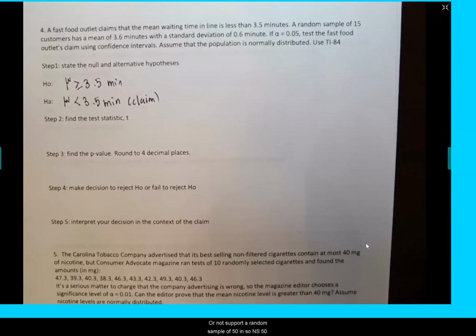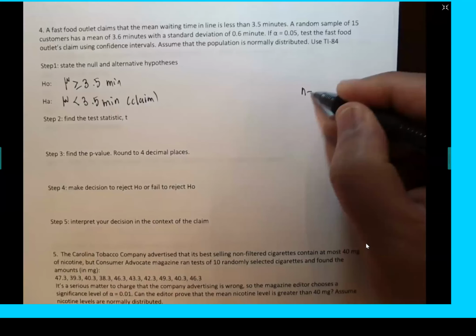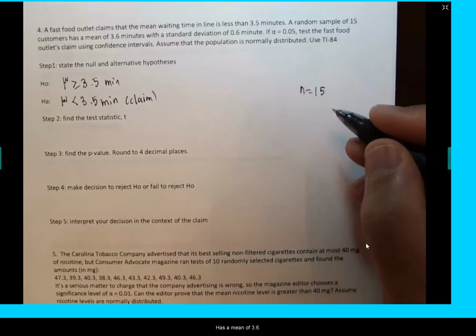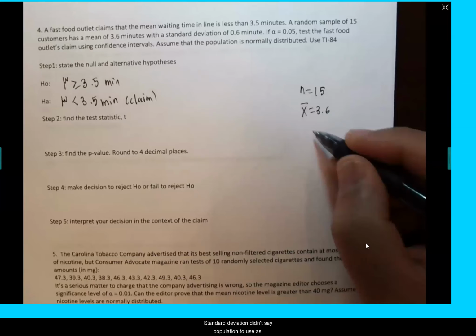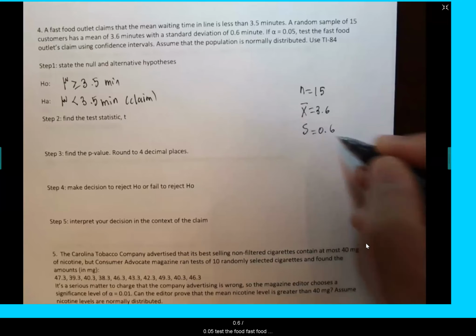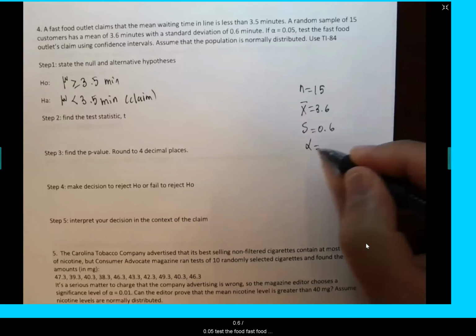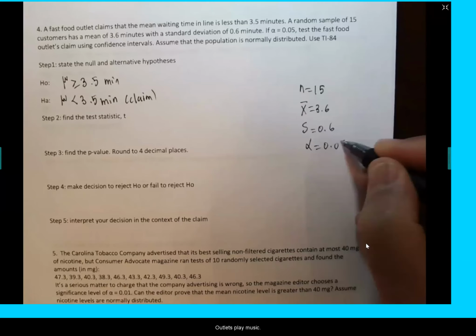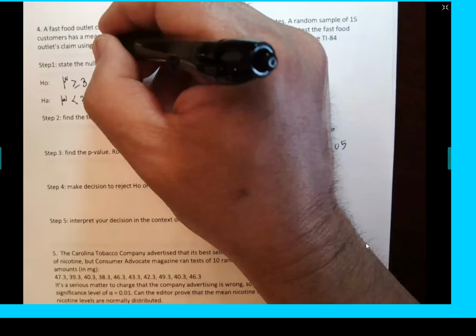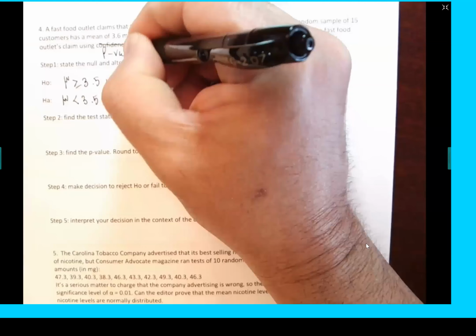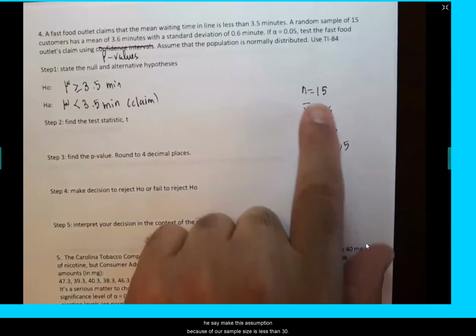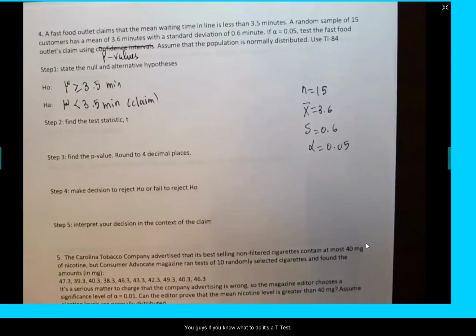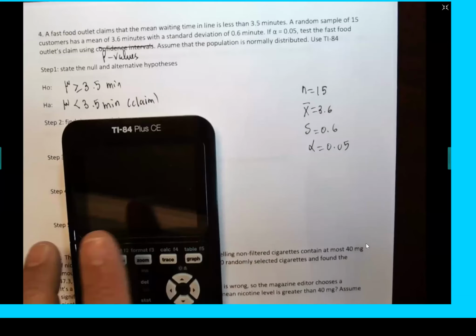A random sample of 15, so n is 15, has a mean of 3.6. Standard deviation, it didn't say population, so you use s, 0.6. If alpha is 0.05, test the fast food outlet's claim using p-values. Assume that the population is normally distributed. Why did he make this assumption? Because our sample size is less than 30. Okay, you guys, if you know what to do, it's a t-test.